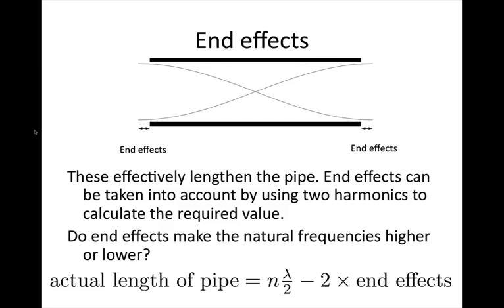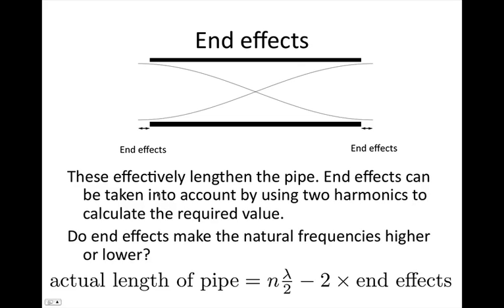Another thing that we need to take into account is end effects. End effects effectively lengthen the pipe, so the wavelength extends out a bit from the end of the pipe. The end effects can be taken into account by using two harmonics to calculate the required value. So in a minute we'll do an example showing how to do that. So do end effects make the natural frequencies higher or lower? Well, end effects are going to make the wavelength longer, and as the velocity is staying the same and the wavelength is getting larger, the frequency is going to end up smaller, and so we'll have a lower frequency.